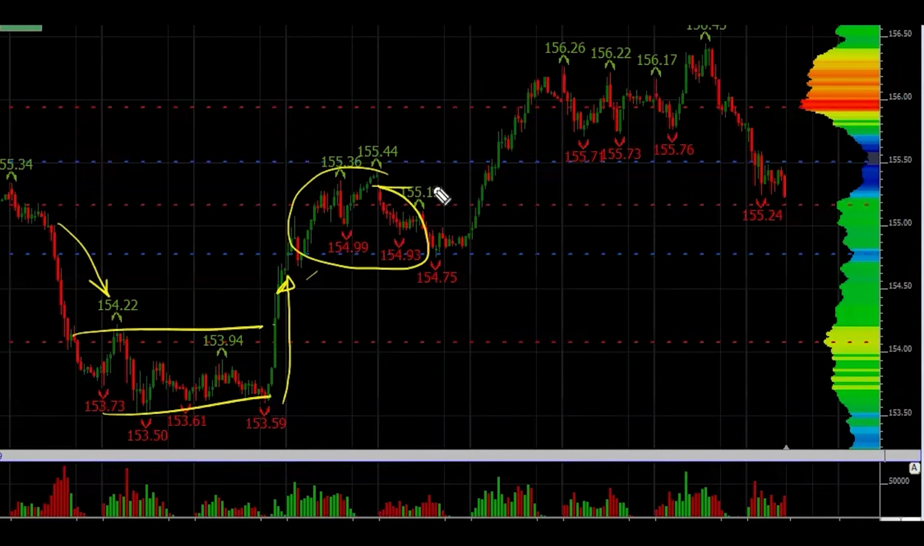And then on this day, this was our inside day. We had an inside day in here, which is something we'll cover in a later module. So this is our inside day. We broke that inside day here, and then we started trending higher. What we're looking at specifically in today's segment is the price action that we're going to see in this little area in here.